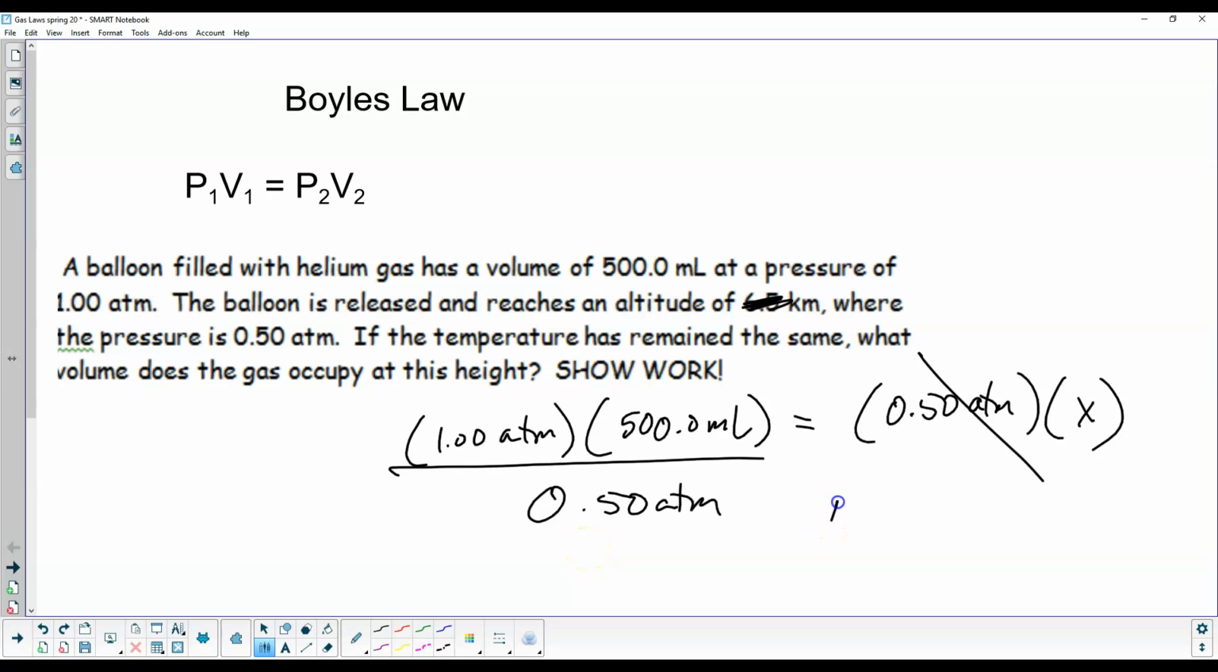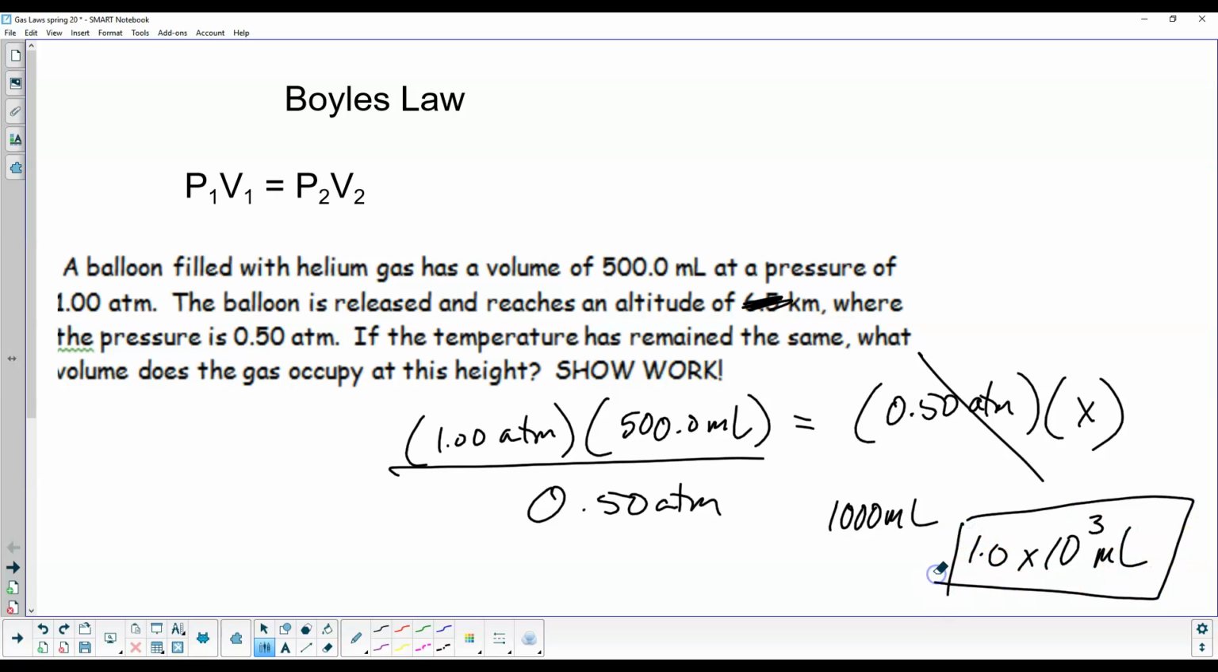When you do so, your answer is going to be 1,000 milliliters, but you have to realize 3 sig figs, 4 sig figs, 2 sig figs, you're limited to 2. That only has 1. If you put a decimal behind it, it has 4. So how do we have to do this? Our old buddy scientific notation. 1.0 times 10 to the third, and this is milliliters. That's how you should appropriately do it.